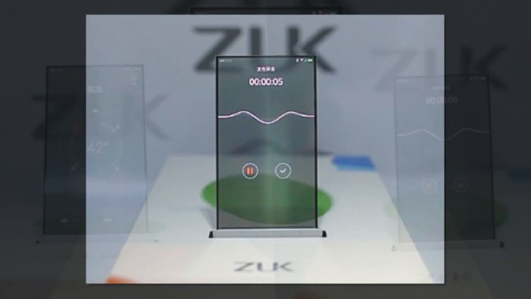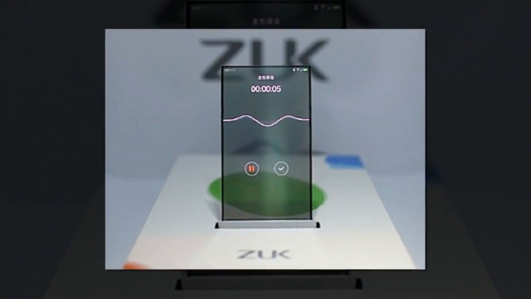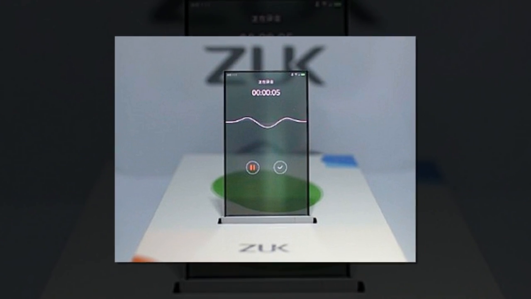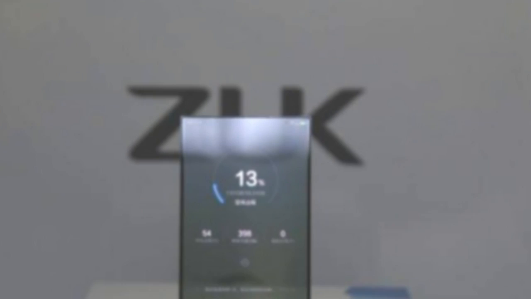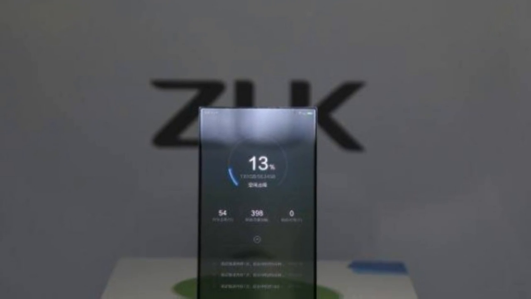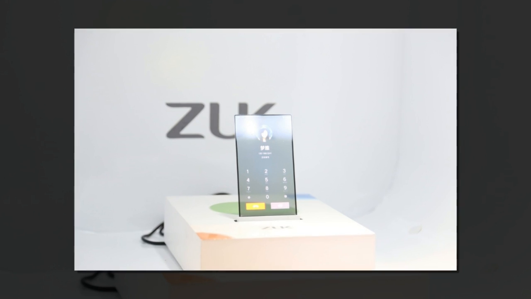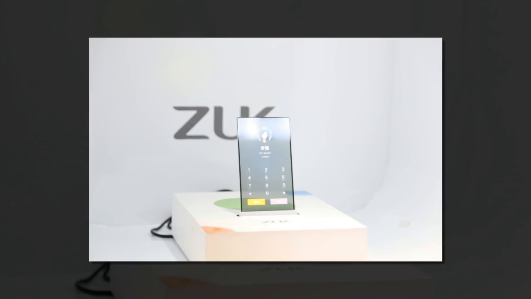The prototype reveal was first reported by Gizmo China. Lenovo's Zuk brand, by teasing a prototype smartphone with a transparent display, has come in direct competition with the likes of Samsung and LG, both of which have already showcased prototypes of foldable displays, transparent displays, and bezel-less displays in the past.